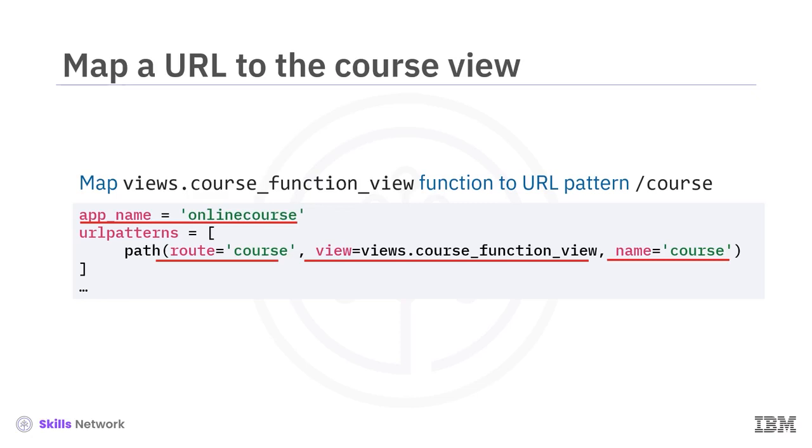Sometimes you also need to specify an app underscore name as the prefix or namespace. Here, we called our app Online Course, and the name of the view is Course. So we can refer to this URL pattern using online course from anywhere in our Django project.